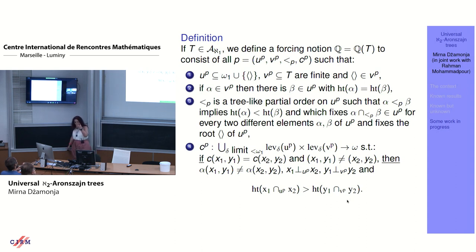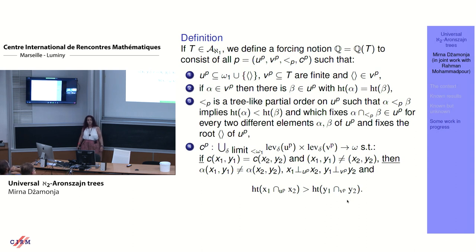It goes into omega. And it looks a little bit like a specializing function, except it has this one extra requirement. So if we have two pairs of ordinals that get the same C, then first of all, they're not the same. They have a different level. This alpha is their common level because they all come from common levels. The first coordinates are incompatible, the second coordinates are incompatible, and this important condition, the height of the intersection in the U tree, the new tree that we are adding, is bigger than the height in the second tree.